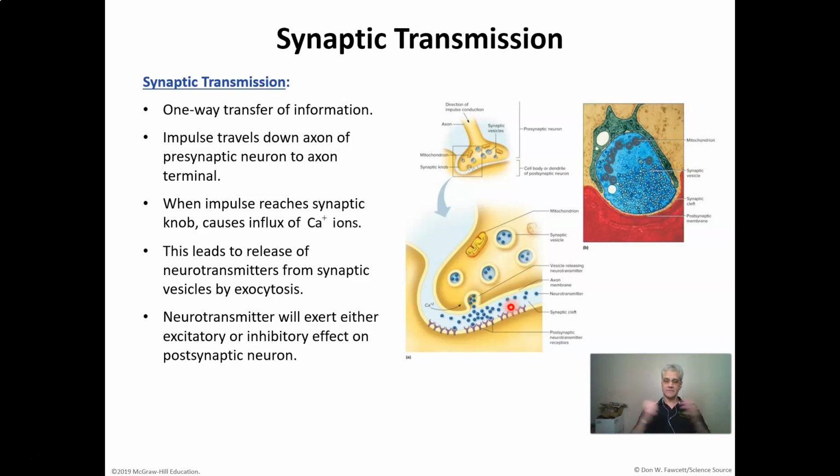What then? What happens then? It has to travel across this tiny gap. And it's a tiny gap. It's 20 nanometers or so, 10 to 20 nanometers. It's a very, very short gap. But still, it's a gap. This neurotransmitter has to go across that gap, diffuse across the gap. It attaches to specific receptors on the postsynaptic membrane.